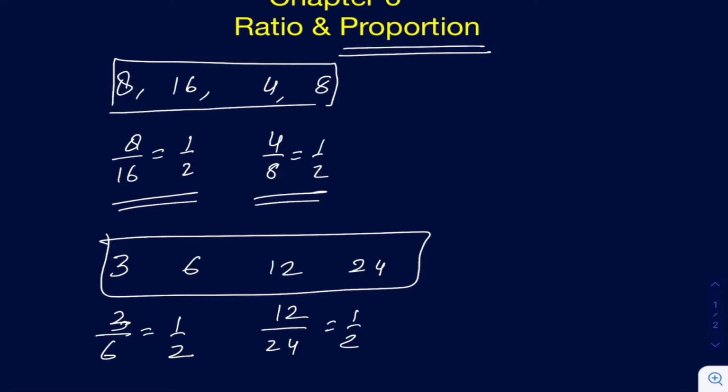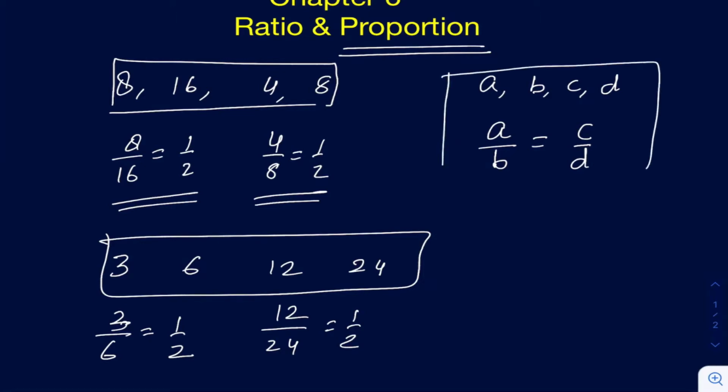So we can make one result out of it. If A, B, C, D, these four numbers are in proportion, if it is given to you in advance, we can say the first two numbers' ratio is equal to the last two numbers' ratio. So this one result you'll keep in your mind.